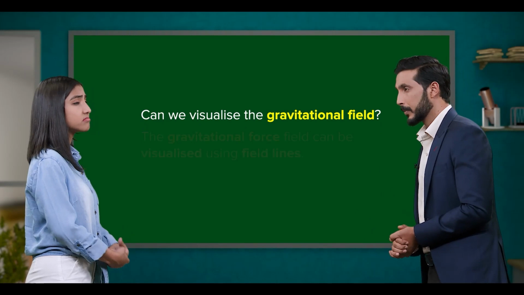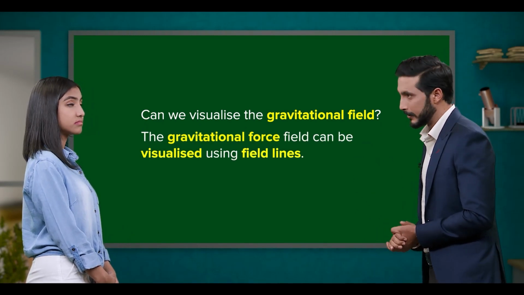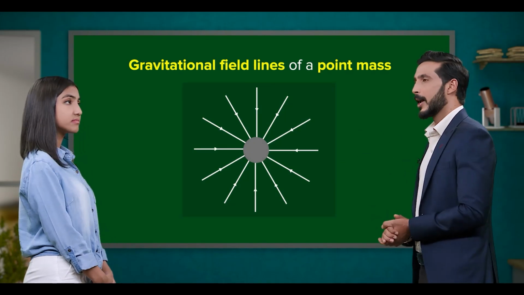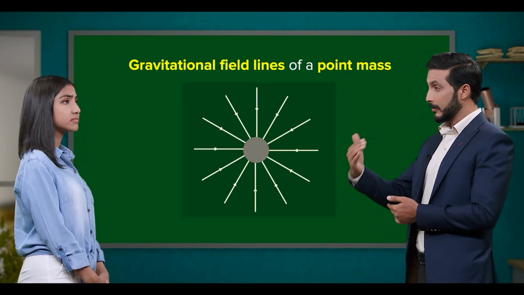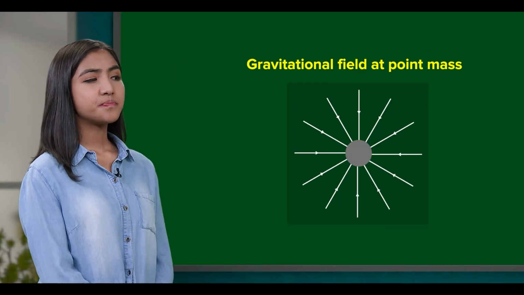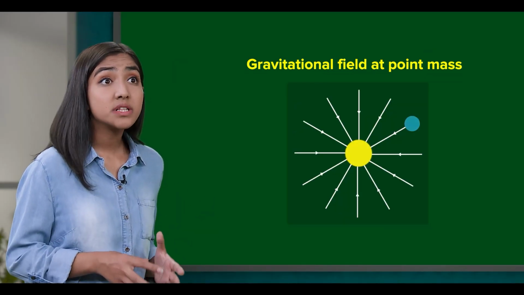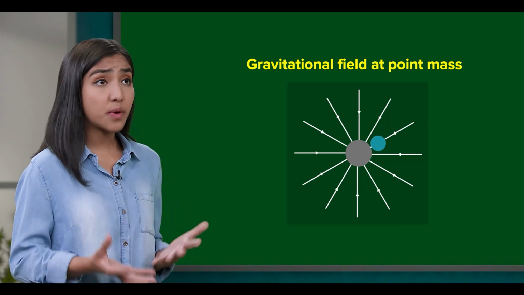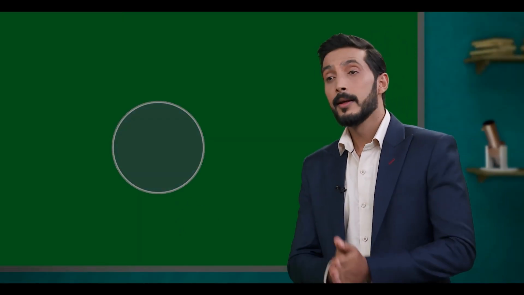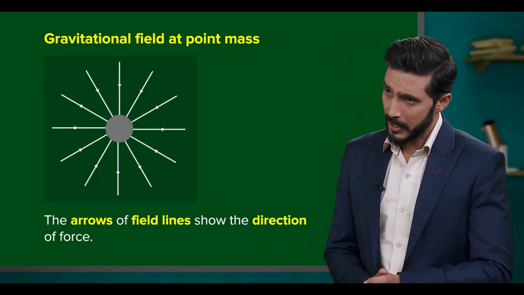Oh, absolutely. We can visualize it using field lines. Here's an example. For a point mass, the field lines are all directed towards itself. I see. Does that mean an object placed near this mass will experience a force whose direction is given by those arrows? Correct. The arrows of field lines show the direction that you just mentioned.